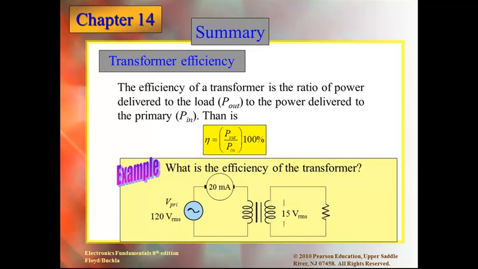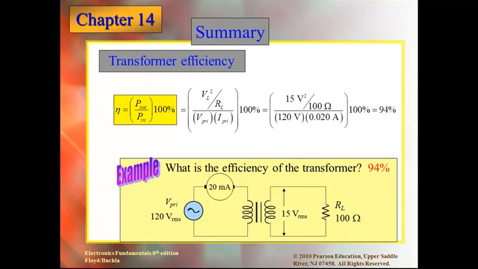Example here, efficiency of the transformer, 120 volts times 20 milliamps would be about 2.4 watts of power. Secondary side, 15 squared would be what, 225? 225 divided by 100 is 2.25 watts of power. So 2.25 divided by 2.4 gives us about 94% efficiency. Again, if you do the calculations, it's 93.75 or 94% efficient.